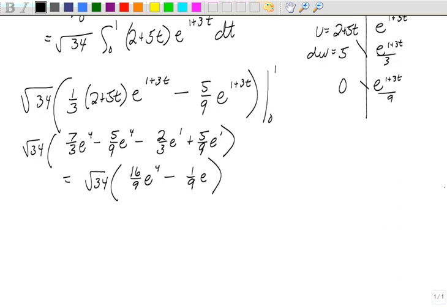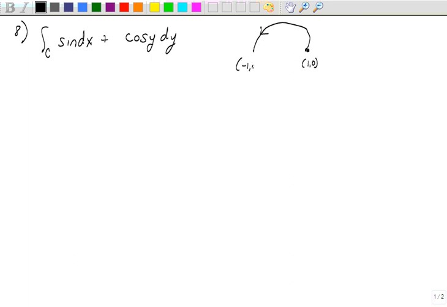Okay, number 8. Here I have an integral that's mixed, and the curve is the half circle going counterclockwise. That's the first curve. So I can parameterize the circle by cosine t, sine t. T is between 0 and pi.